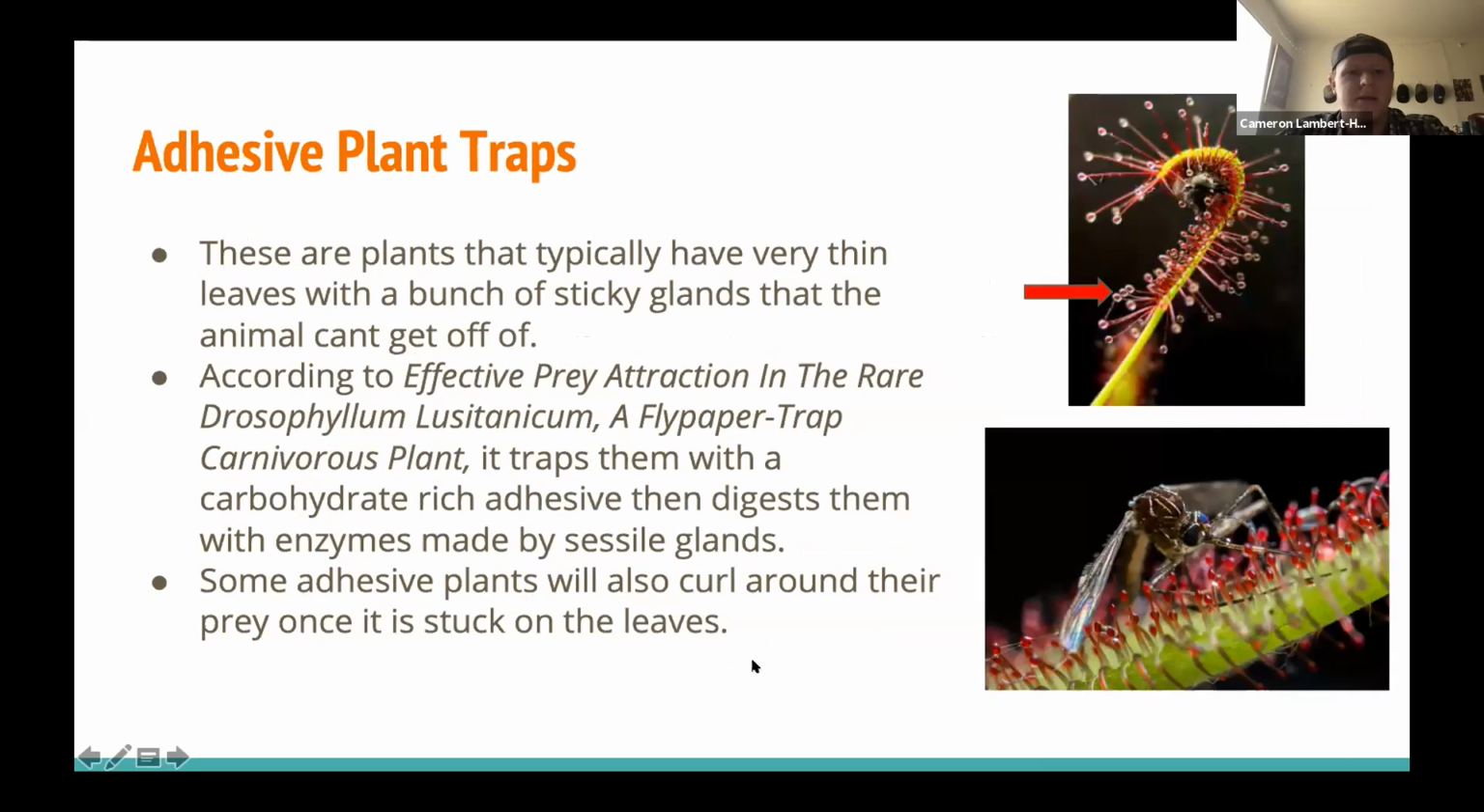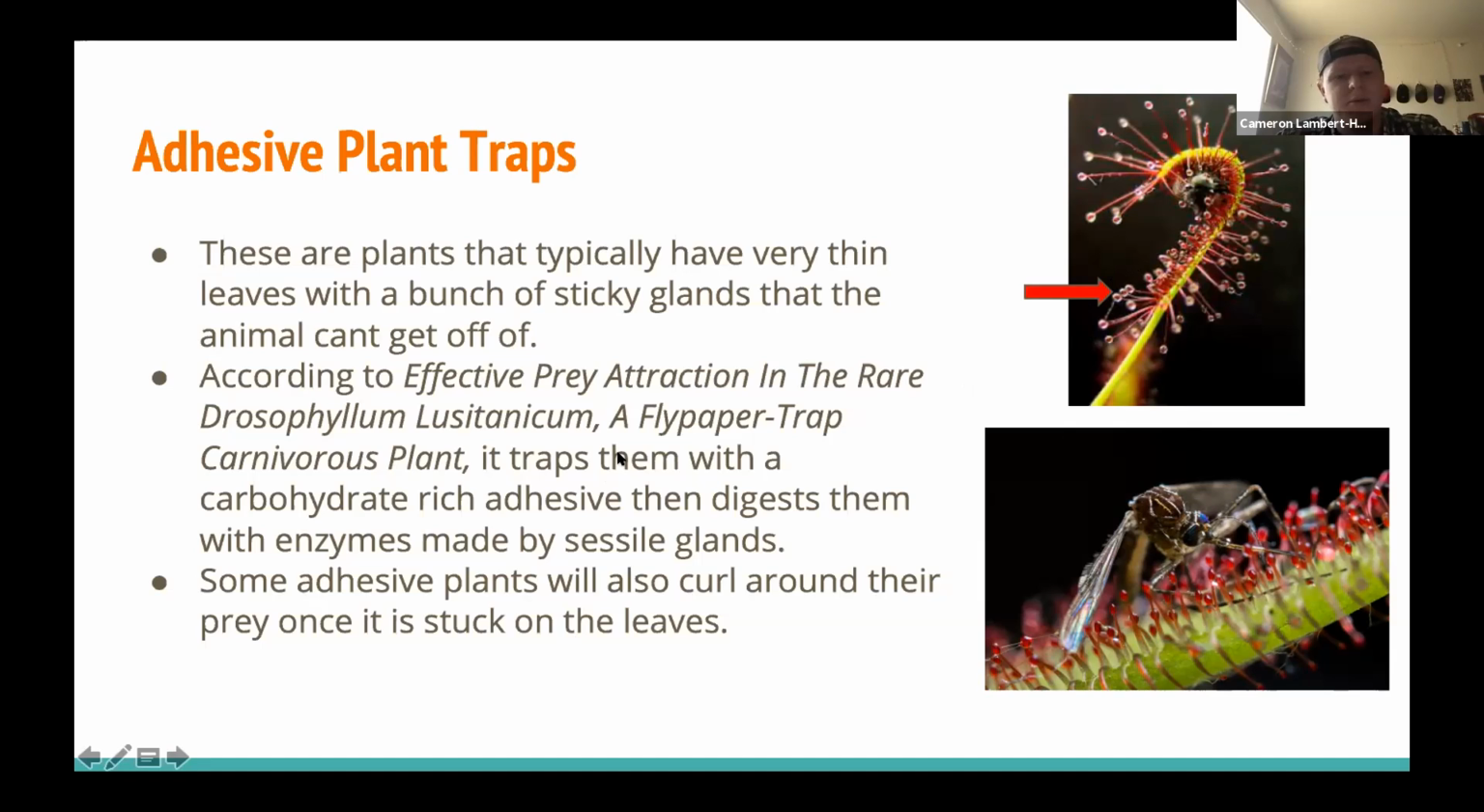So next one I'm going to talk to you about is the adhesive plant traps. These plants typically have very thin leaves, but with a ton of sticky glands that the animal can't get off once they've gotten stuck. Now, according to this article, the traps themselves catch prey with a carbohydrate-rich adhesive, and then it digests them with enzymes made by sessile glands. As you can see in the upper right-hand corner picture, it wraps around the prey, so that's how it allows the sessile glands to digest the animal and, again, gain the nutrients. And the red arrow is pointing to the sticky glands that are made out of that carbohydrate.